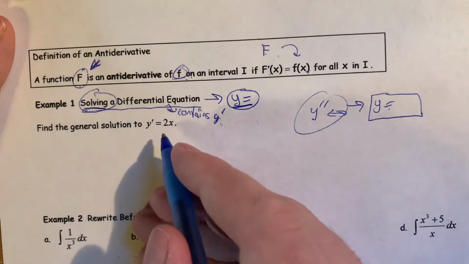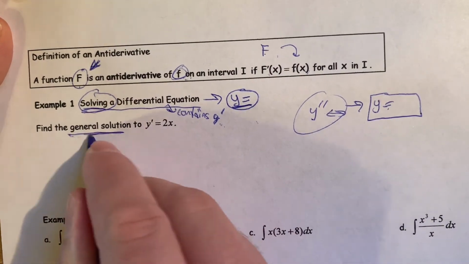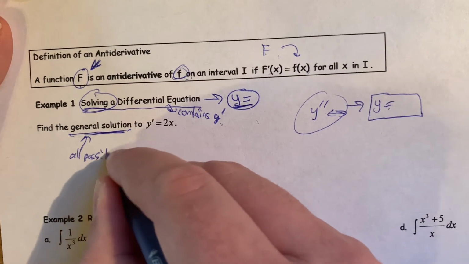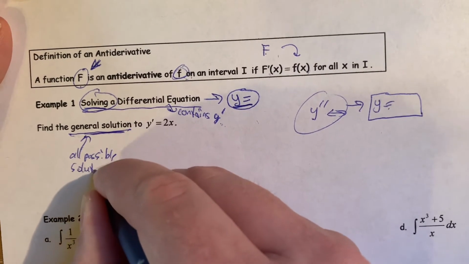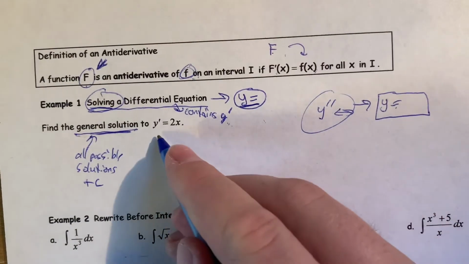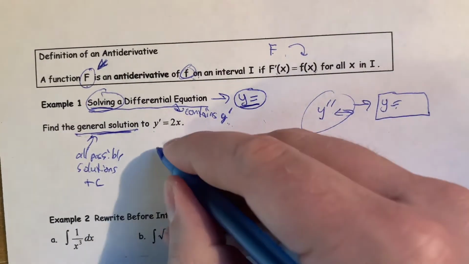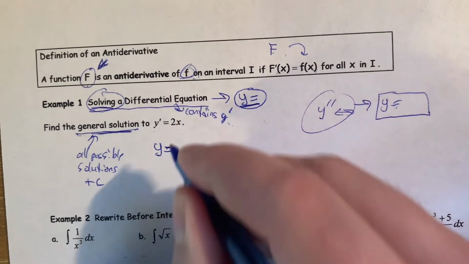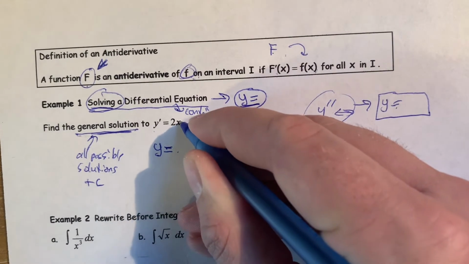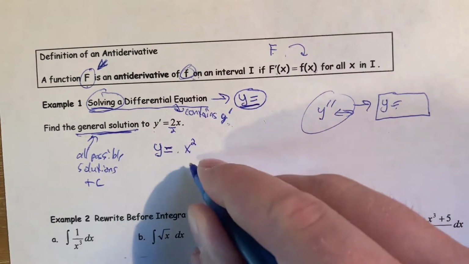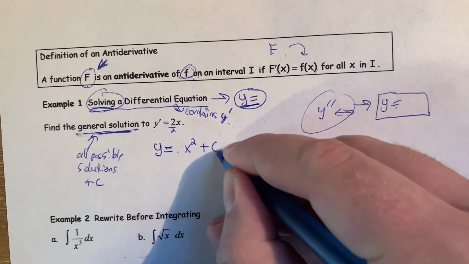Okay, so find the general solution. This means all possible solutions, and it's always going to involve a plus c. Find the general solution to y prime equals 2x. Well, the general solution is y equals what? y equals the antiderivative of this. We raise the power by 1 and divide by the power. And so we get y equals x squared plus c.